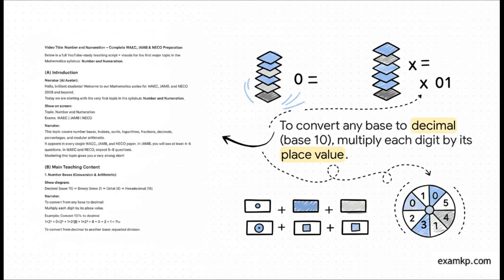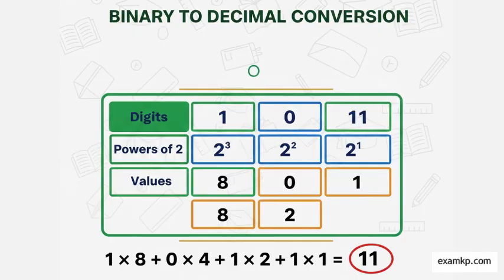To get any number back to our normal base 10, you just multiply each digit by its place value in powers of 2. So let's take that example, 1011 in base 2. You take the first digit, 1, and multiply it by 2 to the power of 3. Then the next one, 0 times 2 squared. Then 1 times 2 to the power of 1, and the last one times 2 to the power of 0. You add them all up, that's 8 plus 0 plus 2 plus 1, and boom, you get 11 in base 10. Simple, and it works every time.